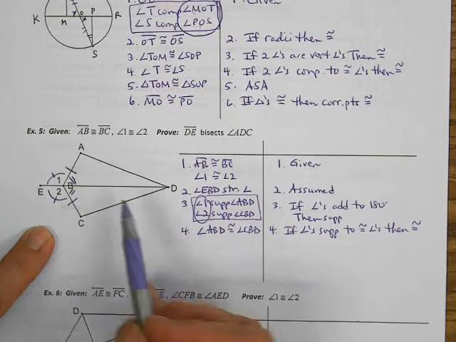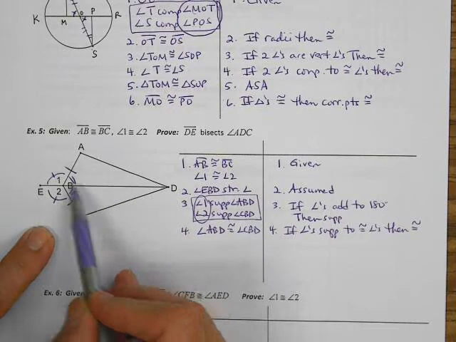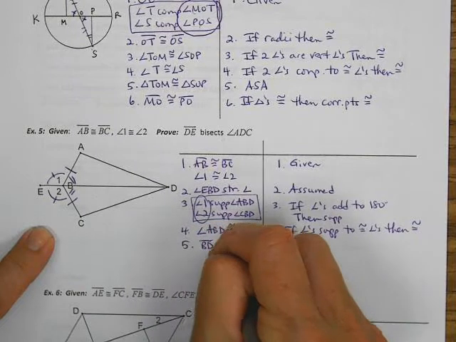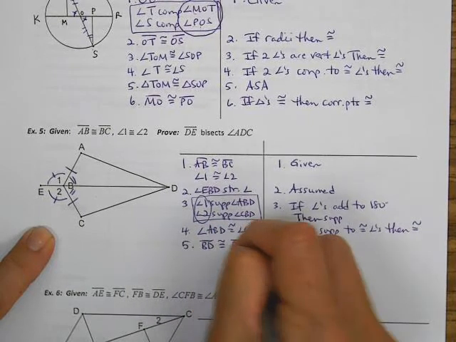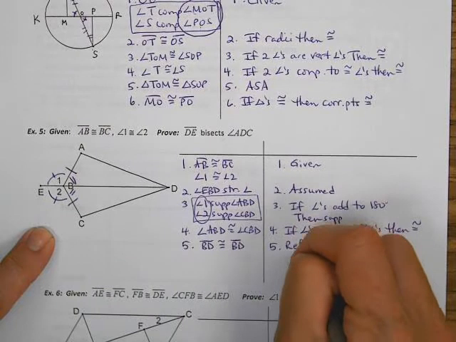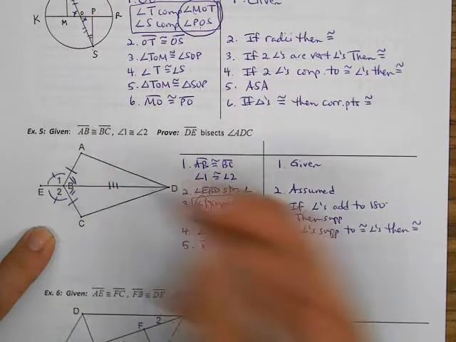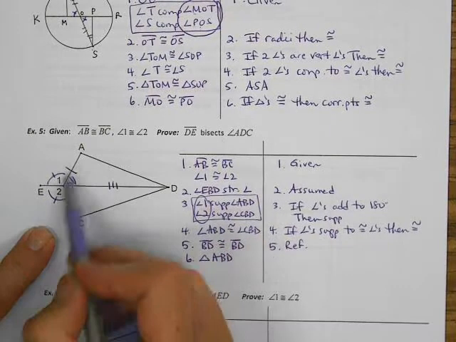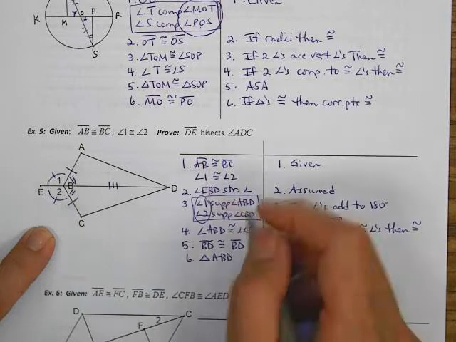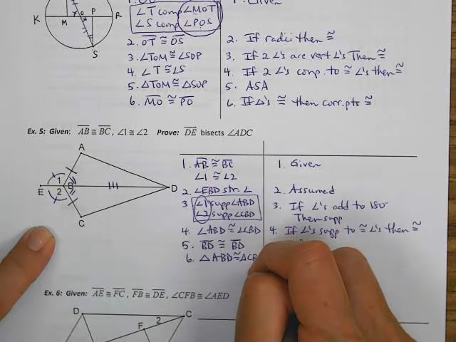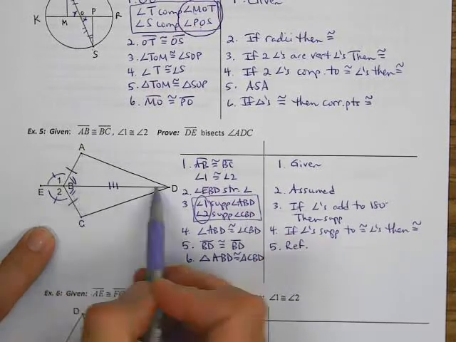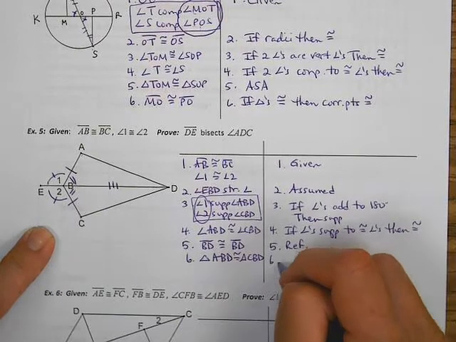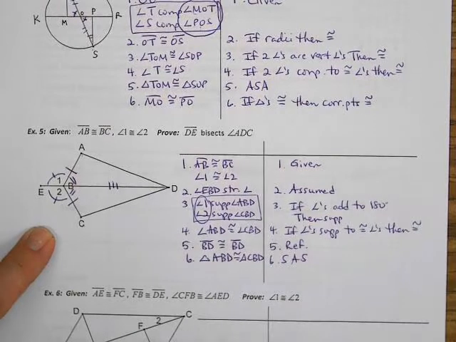I'm really close on my triangles. I can see now that they share segment BD. So I can say BD is congruent to BD by reflexive. If I put a mark on that one, I can see then that triangle ABD, I'm matching up the letters, would be congruent to CBD. And that's two sides and an included angle. Two sides and an included angle. So that is side, angle, side.